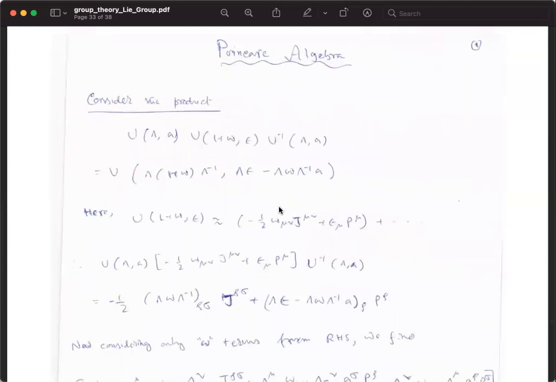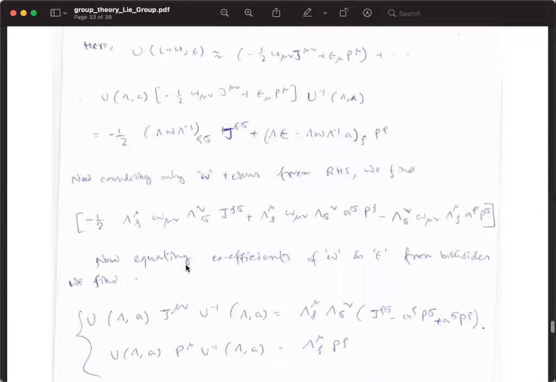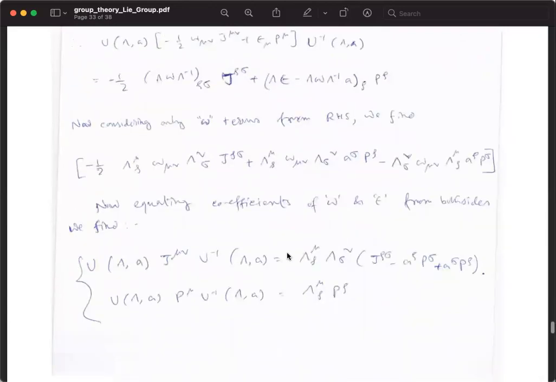Now, how do we construct the Poincare algebra? They consider the product u lambda i, u(1 plus omega epsilon), u inverse lambda i, which you can write down as the transformed u. Okay, and here u(1 plus omega epsilon) equals minus half omega mu nu J mu nu plus epsilon mu P mu, and so on. Okay. So once we expand that and perform the matchings, which are done here in detail, I will not go into detail here.